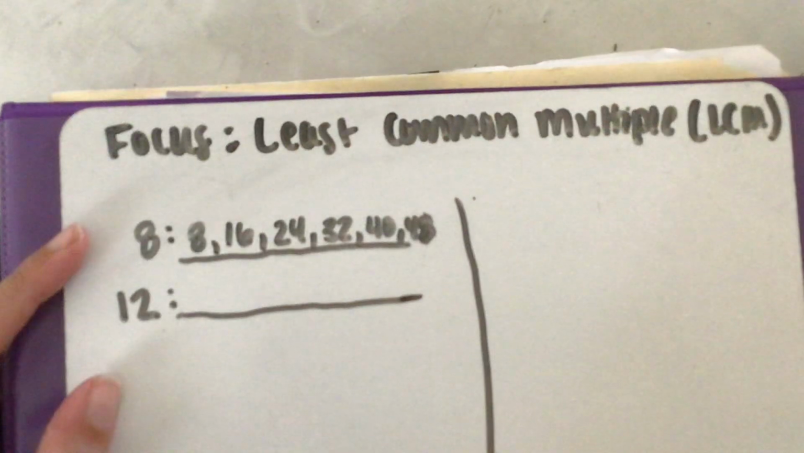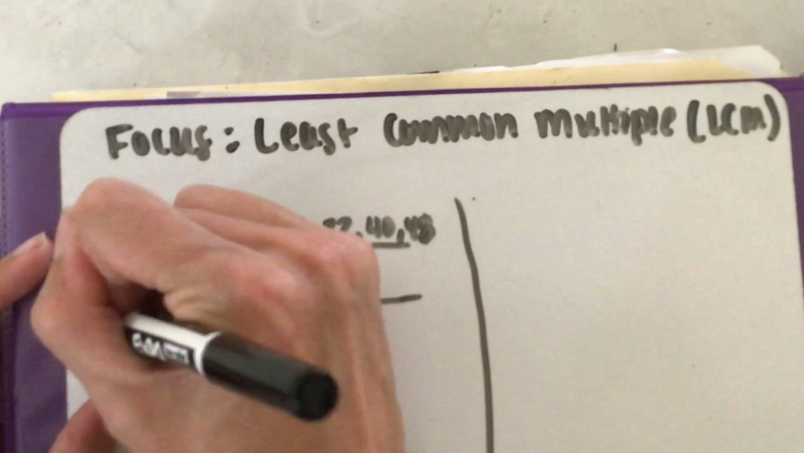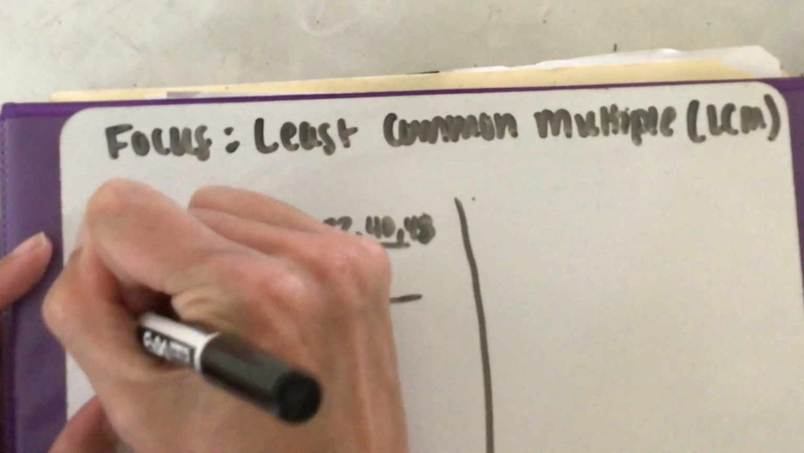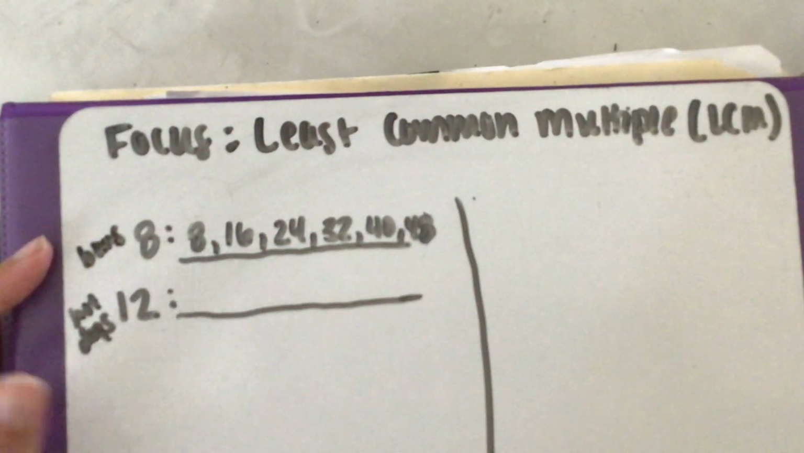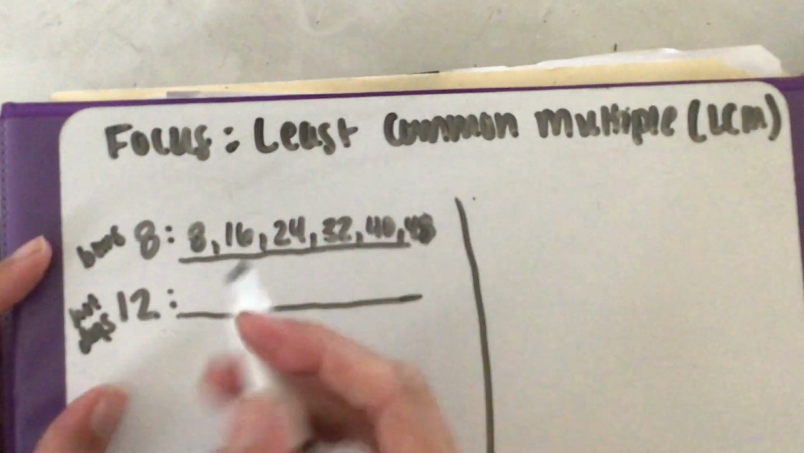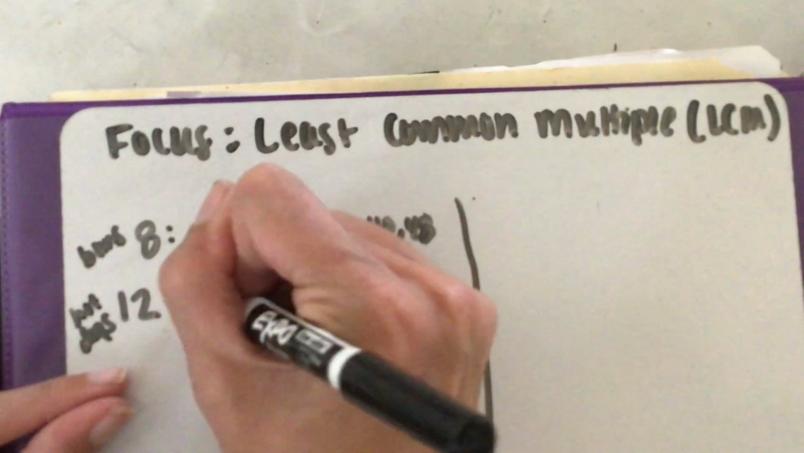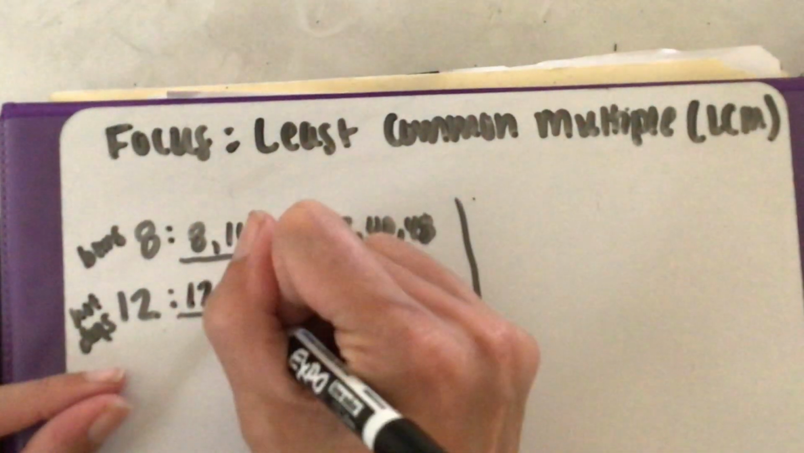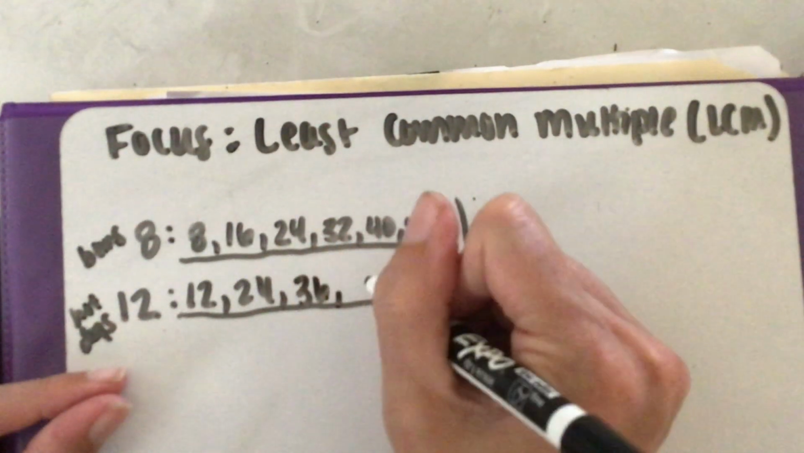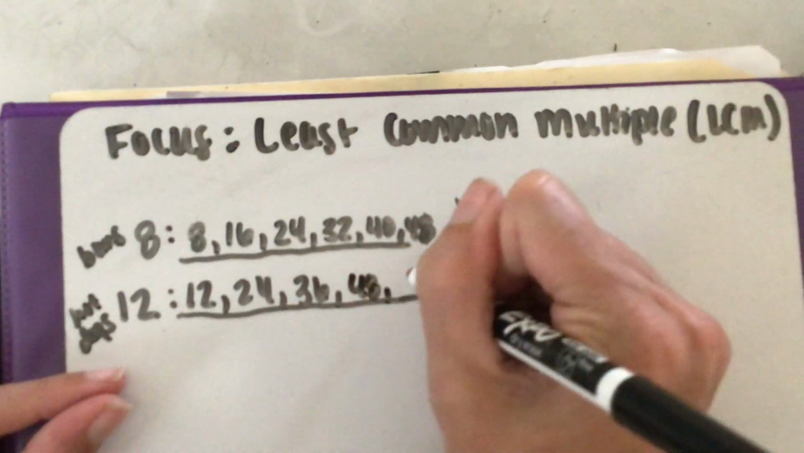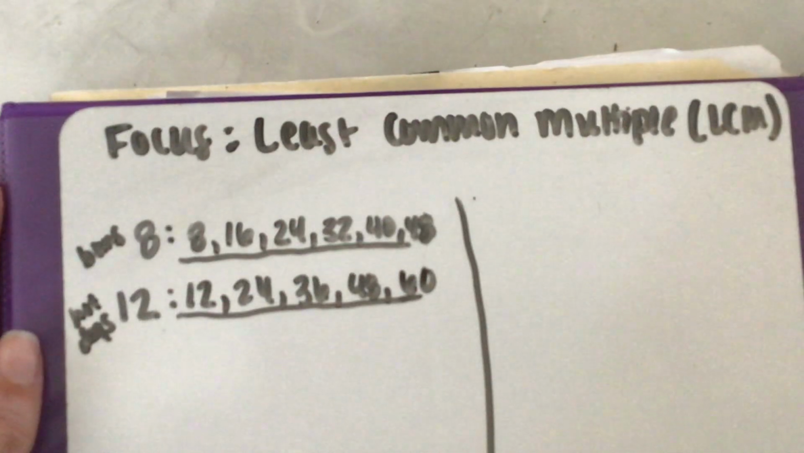Now I'm going to go to 12. Remember, this represents my hot dogs, and this was my buns. Sorry if that's hard to read. I know my marker tip is kind of wide. If I go to write out my multiples of 12, 12 times 1 is 12. 12 times 2 is 24. Times 3 is 36. Times 4 is 48. Times 5 is 60.